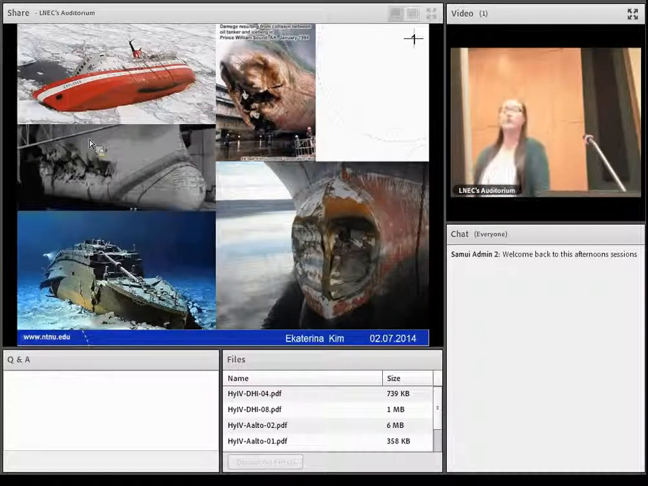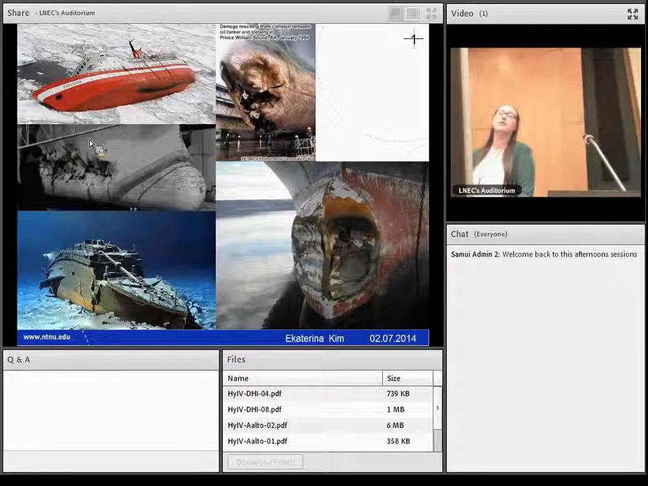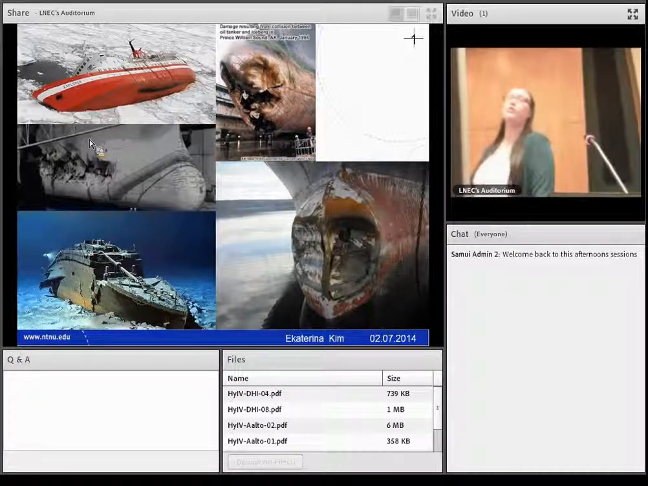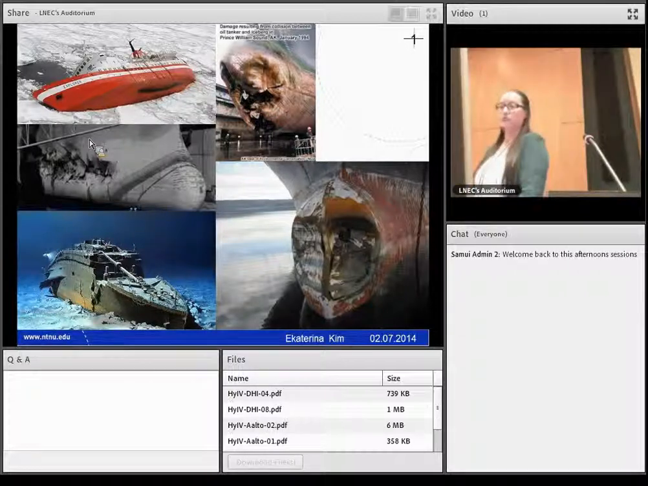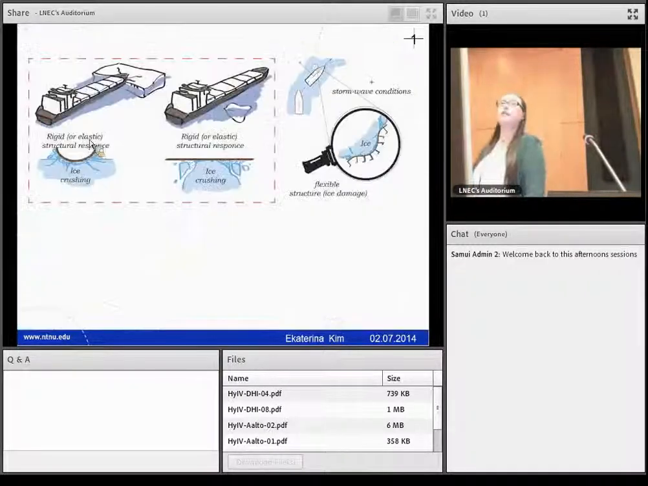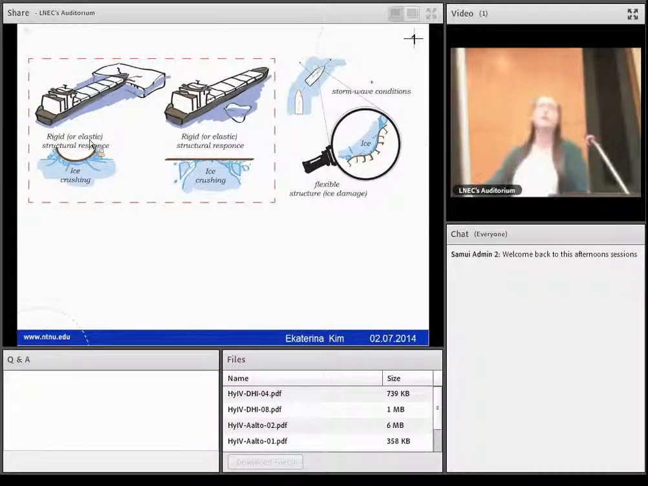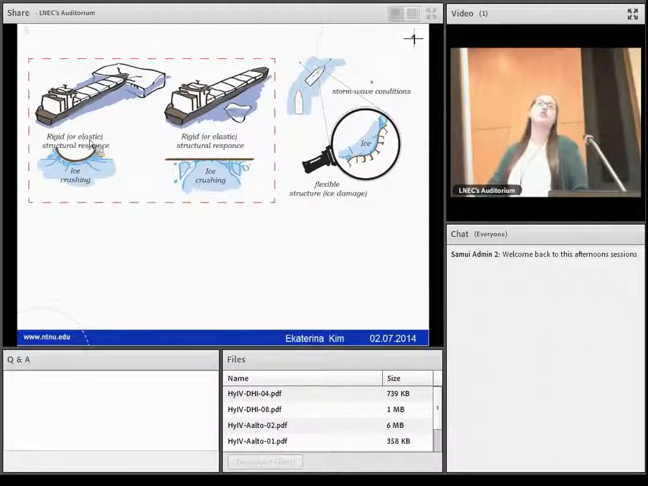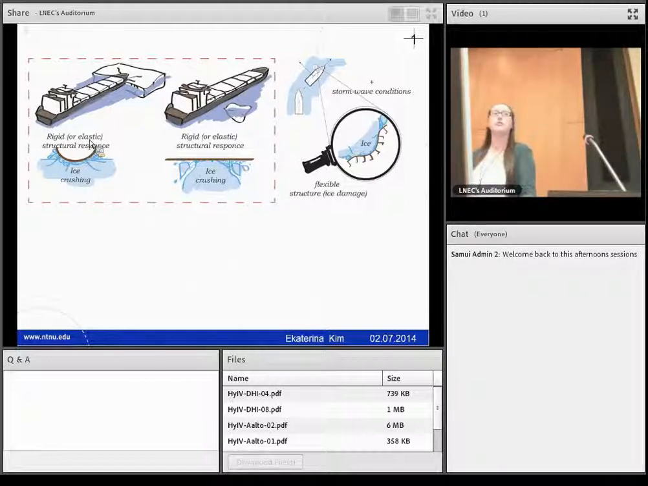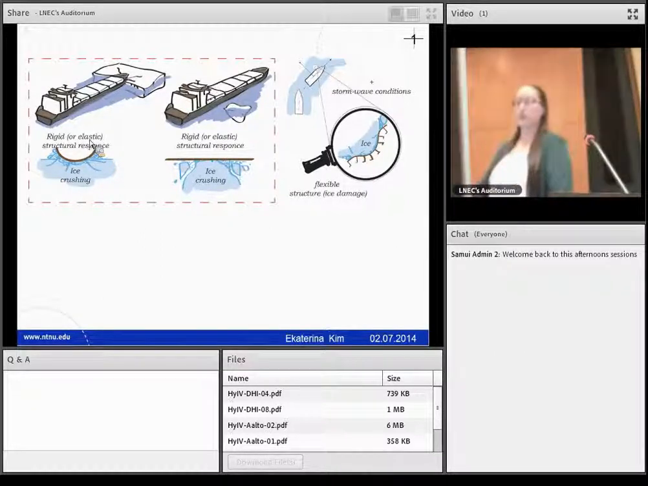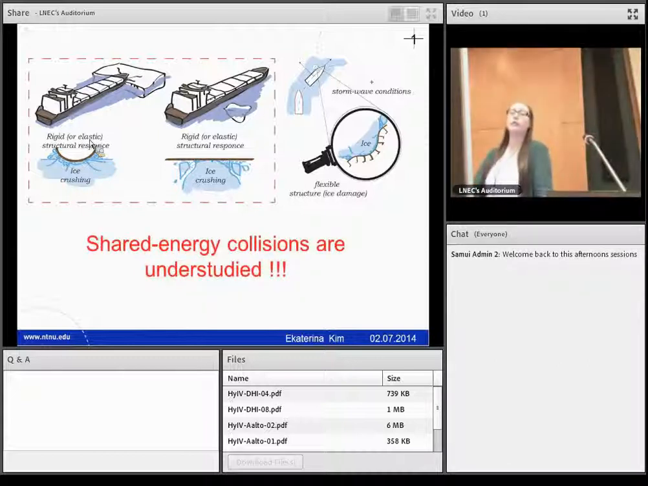So can we avoid consequences of such events as loss of human life, spreading of pollution or damage of assets? If you look at the literature, you will find that the majority of scientific work focuses on the ice behavior and considers the structure as rigid and not deforming during the collision event. Very little literature addresses the coupled behavior of ice and the structure, meaning both ice and structure are able to deform during the collision event. I call these shared energy collisions, and they are understudied in the current situation.